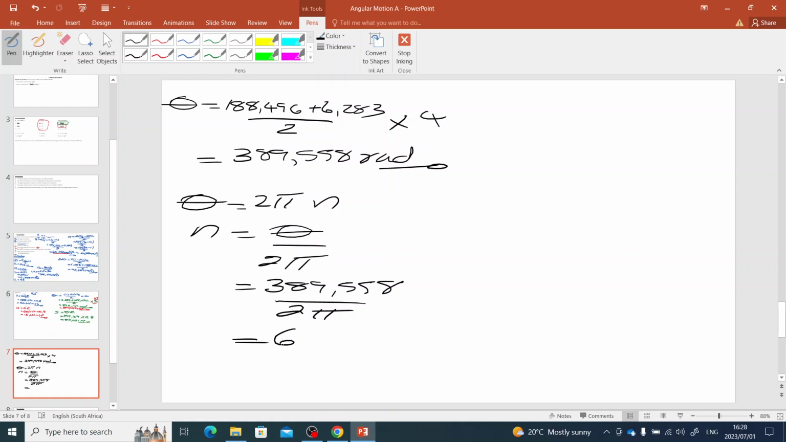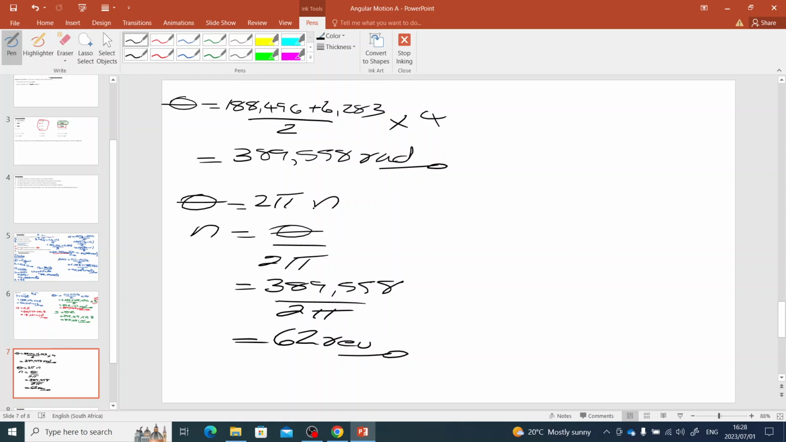I got my answer as 62 revs per second. No ways, not rev per second. It is 62 rev, because we are looking for the number of revolutions. The N here is the N for revolutions.